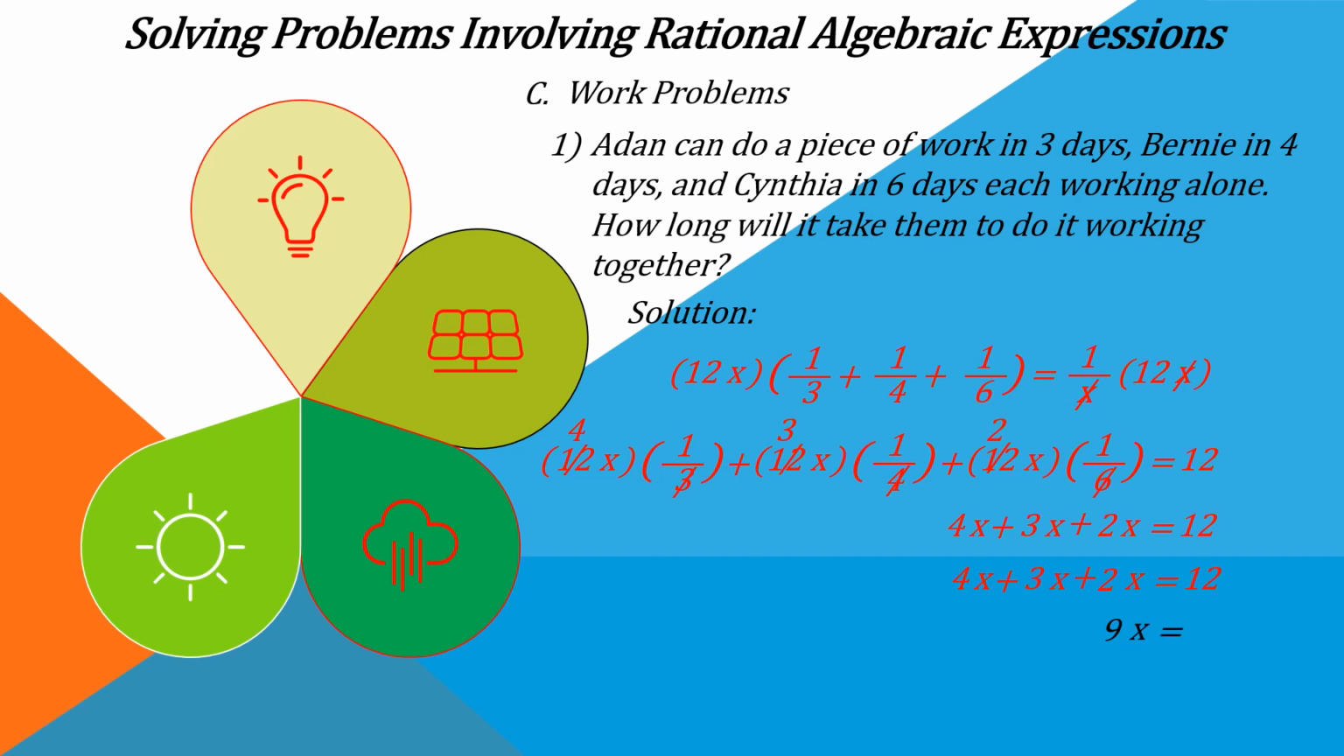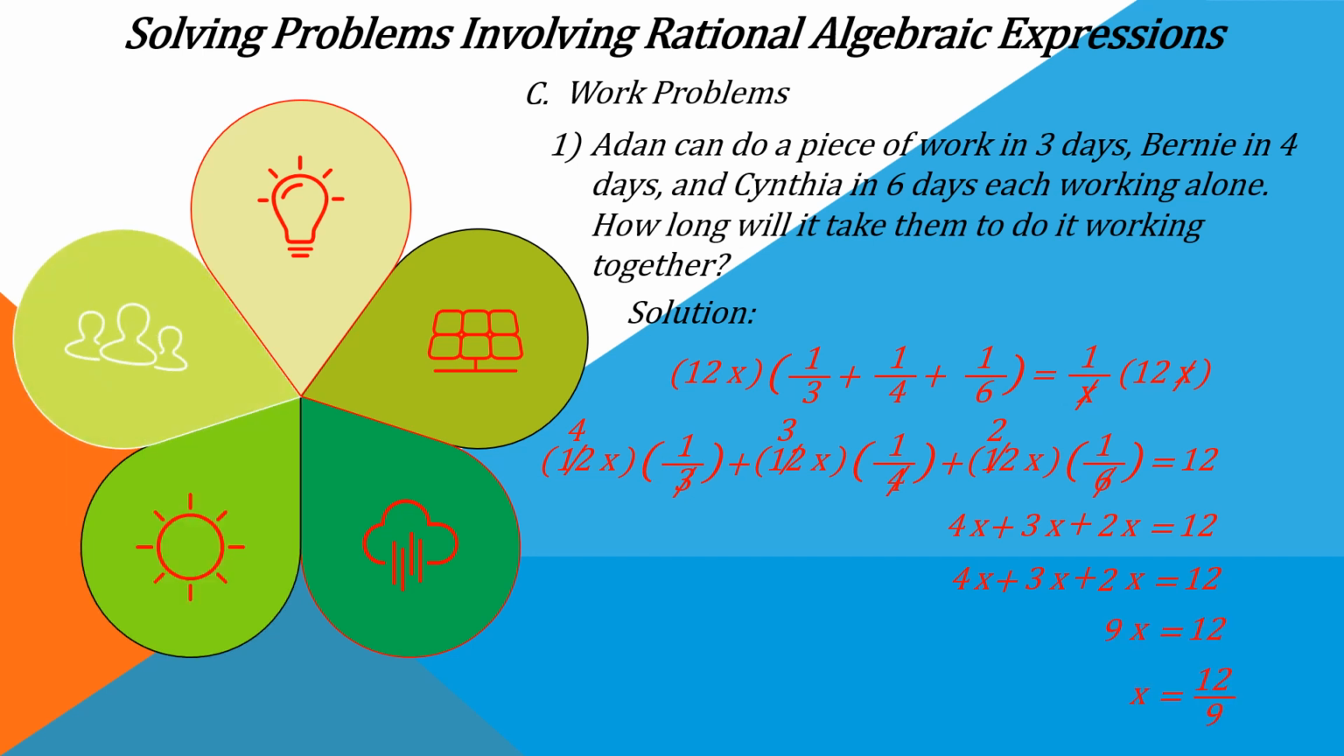And we have 9x is equal to 12. x is equal to 12 over 9. Or simply, x is equal to 1 and 1/3 days.